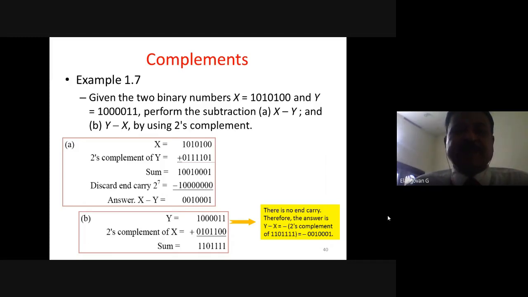After getting the result, check for the occurrence of carry. If the carry occurred, it shows that the result is positive, and discard the carry. And if there is no carry, it indicates that the result is negative, and take the 2's complement for the result to obtain the actual result.